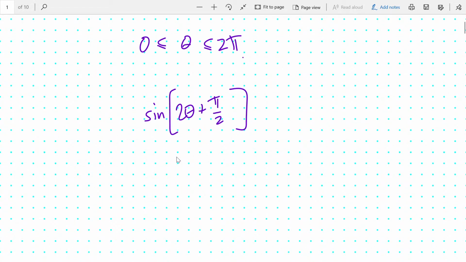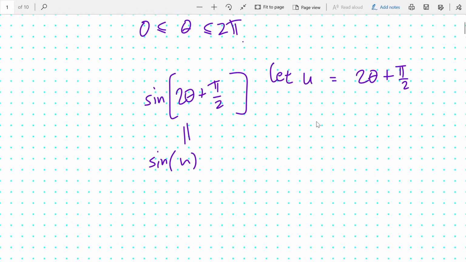Well, at this point, first you would do something called a substitution. I like to call this substituting the u in, because basically you make this equal to sine u. And how do we do this? Well, we just say let u be 2 theta plus pi over 2.